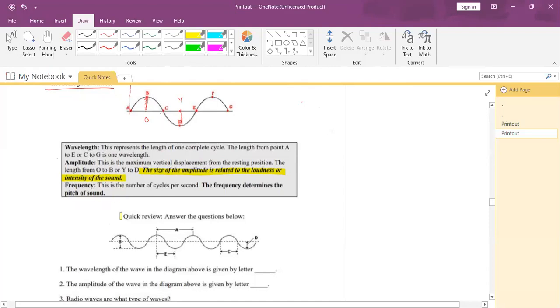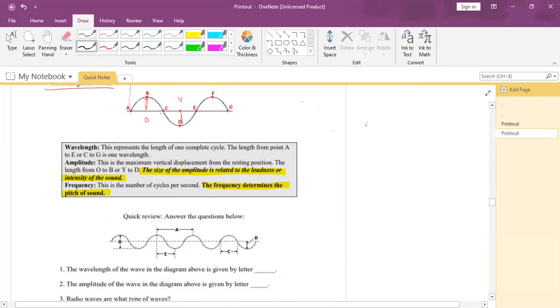Then we also have what we call frequency. Frequency is the number of cycles per second. And frequency is related to the pitch of sound, whether it's low pitch or high pitch. Some people can sing a very high pitch sound, they can even break glass. So high pitch, high frequency; low pitch, low frequency. That's how you can remember.